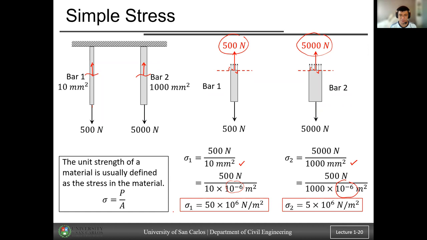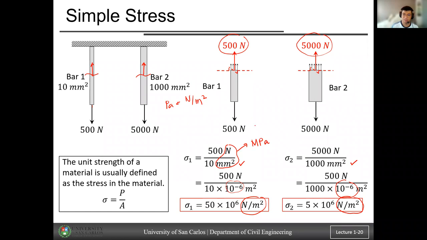So this is the stress for bar number 1: 50 times 10 to the power of 6 Newton per meter squared. And then the other one is 5 times 10 to the power of 6 Newton per meter squared. Most likely, what you will encounter in books is that the stress is in megapascal or in pascal. Pascal is Newton per meter squared, so you can also express this as Pa. But for a shortcut, if you have Newton divided by mm squared, automatically this is already megapascal.